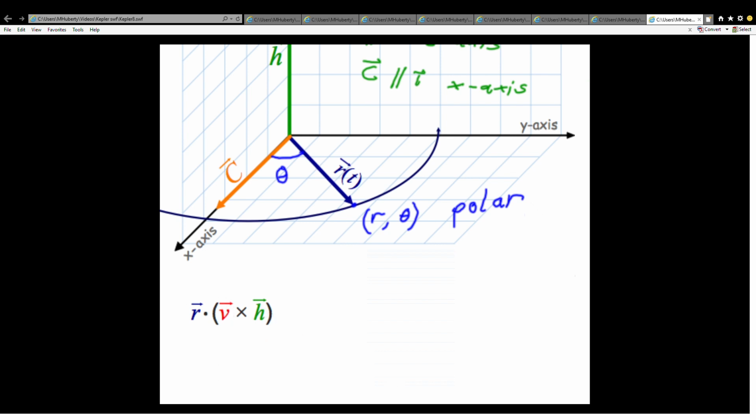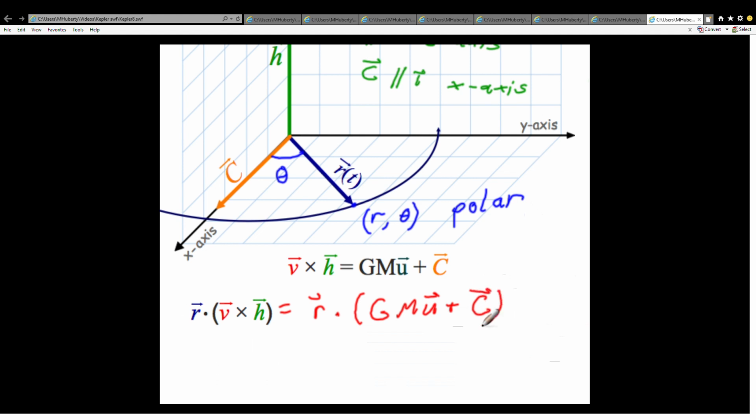Okay. Now, remind you that in the last video, this v cross h vector we found to be GM u plus that c constant vector. So we're going to plug that in here and rewrite this then as r dot this new stuff, GM u plus the constant vector. Okay, and now we'll distribute the dot product here. So we'll go, r dot GM u plus r dot c.